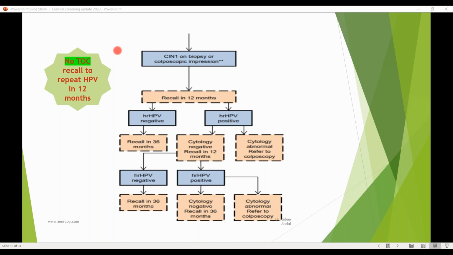We will recall, okay, to repeat the HPV in 12 months. The patient can be given a second chance. And in the second chance, we will see. Here, the CIN1 second chance is a little bit different from the routine recall second chance. So cytology negative, recall in 12 months, and after that, recall again, and HPV came positive again. So I will check cytology. Cytology came negative, recall in 3 years. Cytology came positive, meaning abnormal, I will go to the colposcopy immediately.